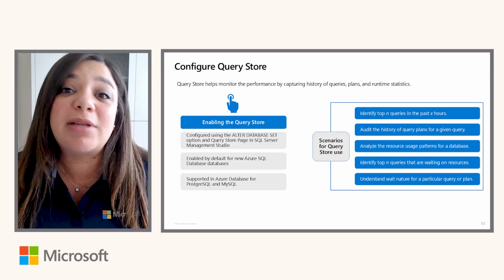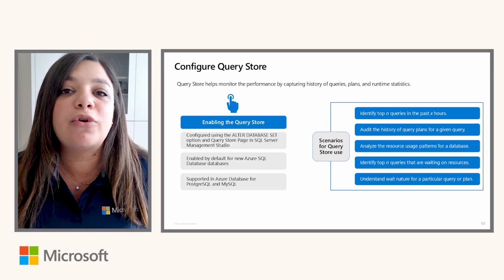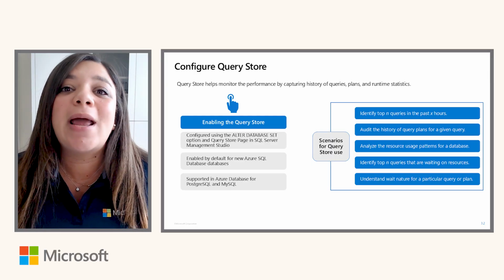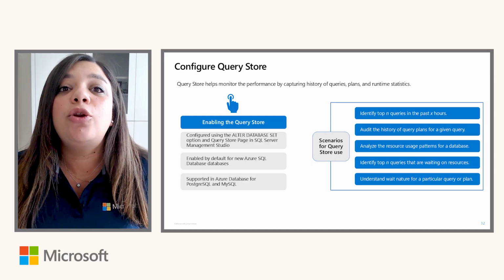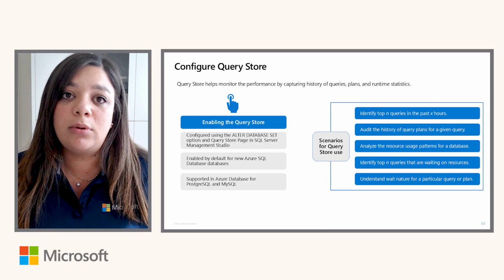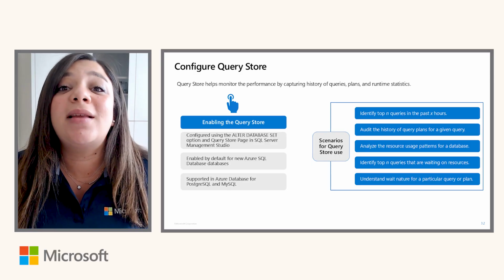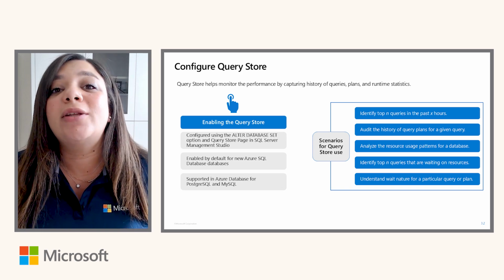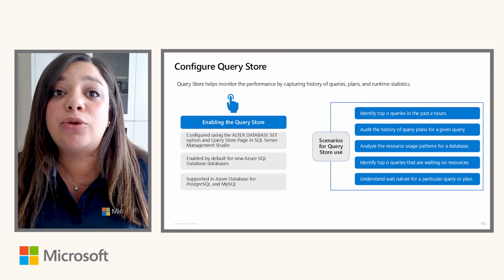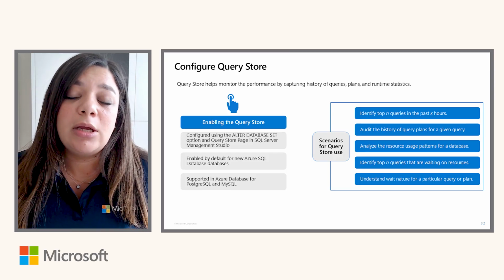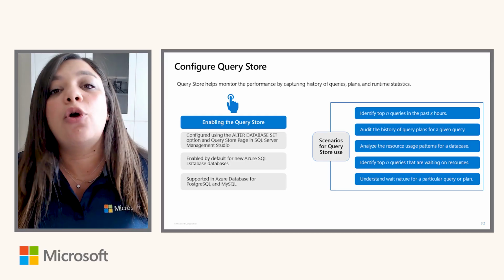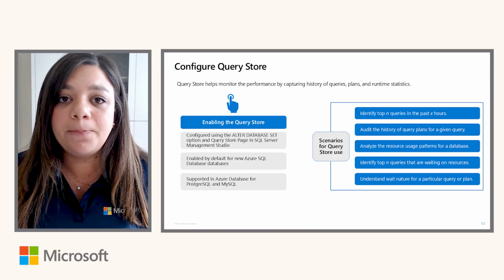Now let's look at Query Store, your go-to tool for tracking query performance over time. So know the steps on how to enable Query Store and know when to use Query Store. For example, we can use this to identify top queries over a set period of time. We can also look at audit query plans history to detect regression. So be aware that Query Store is off by default on SQL Server, but on for Azure SQL Database.